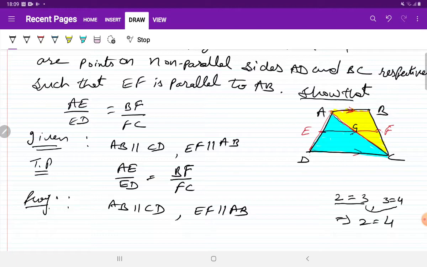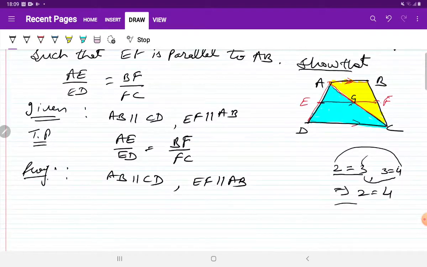He is saying 2 is parallel to 3 and 3 is parallel to 4. Then 2 will be parallel to 4 also. Just like that, I am giving you one example.